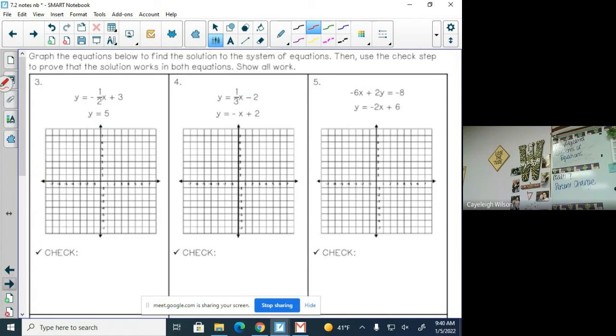Okay, so this first one here, it says graph the equations below to find the solution to the system of equations. Then use the check step to prove that the solution works in both equations. Show all your work. All right, so we're going to do the first one together, and then I'm going to let you try and record.